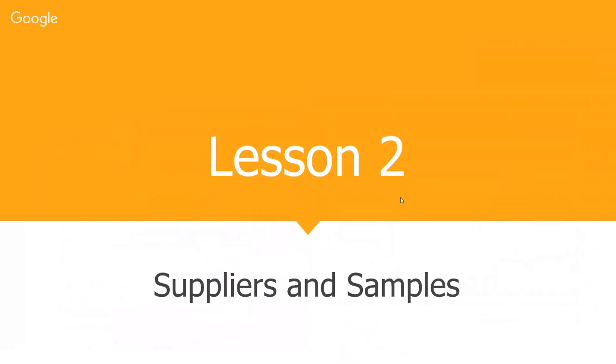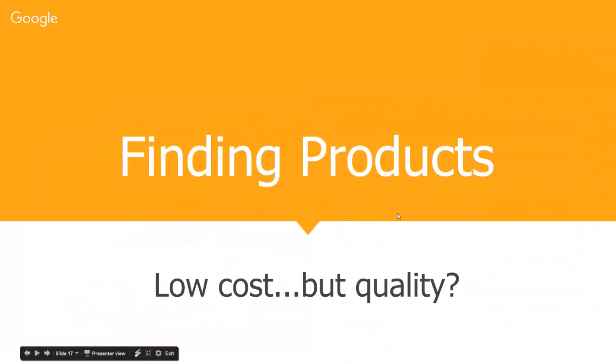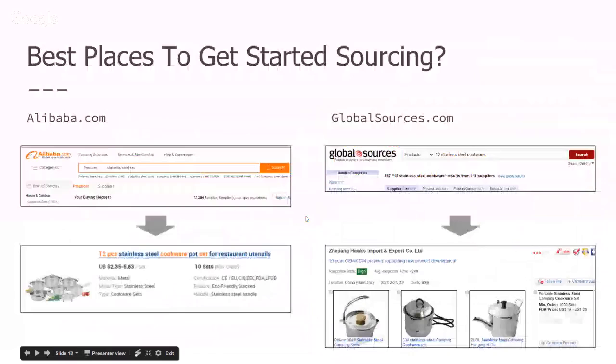All right, lesson 2 was last week, as I said, suppliers and samples. So I got my samples in about a week and a half ago, and I showed you guys last week exactly what they were. So we went out and found our products. I used Alibaba for this round because I was having some trouble finding supplements on Global Sources. But these are the two probably biggest platforms that you can search for products from manufacturers.